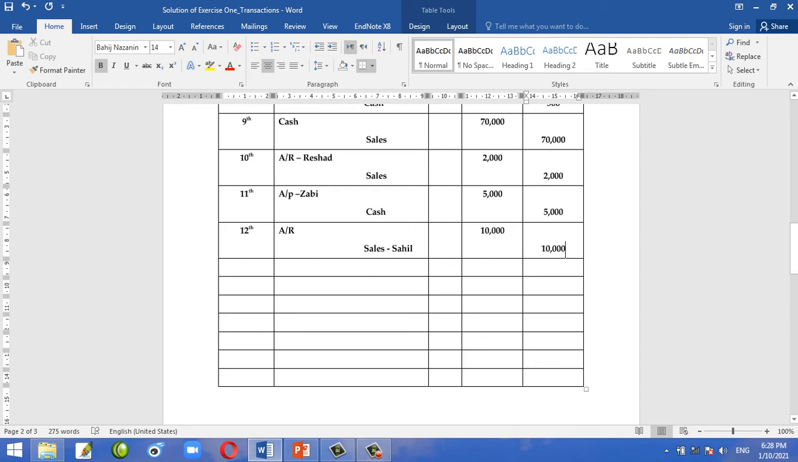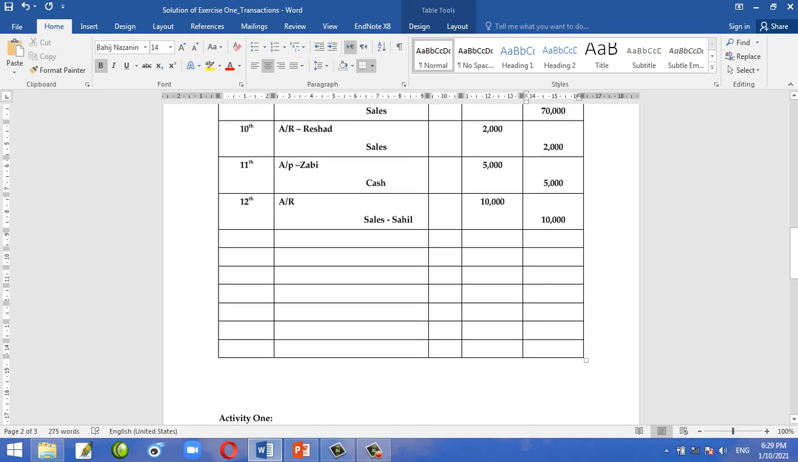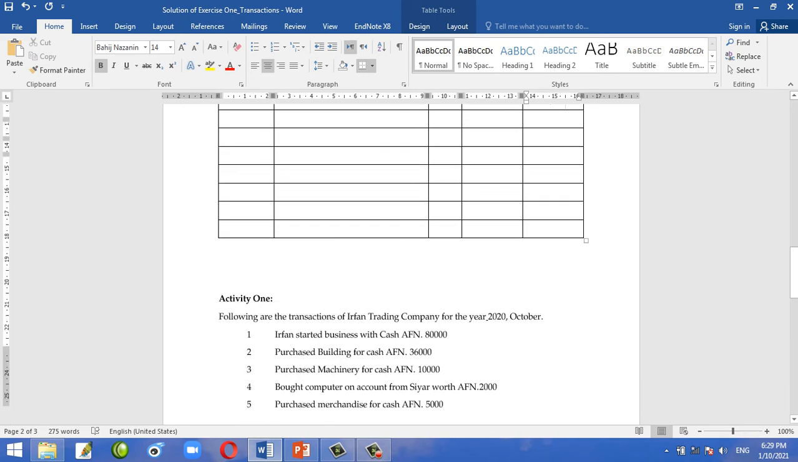Because from one side we are to receive the money in the future, that is accounts receivable. Accounts receivable is an asset for the organization, and when there is an increase in assets, it should be recorded as a debit. From the other side we have sold the merchandise, that is sales for the organization. The nature of sales is revenue. When there is an increase in revenue, it should be recorded as a credit. So that is accounts receivable against sales of merchandise to Sahel. That was the 12th of October.